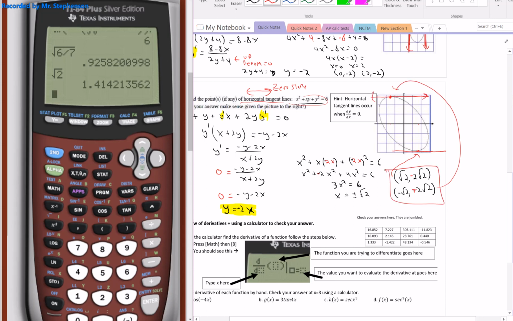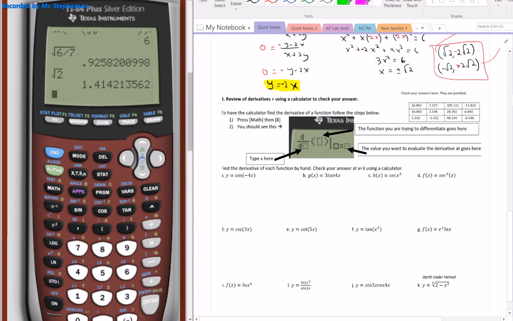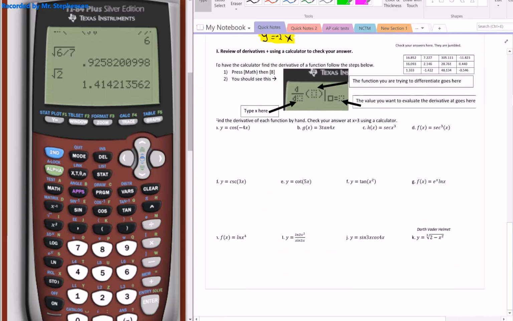All right, so that's how that one goes. The rest of these ones are kind of review of how to take derivatives and then how to check your answer with the graphing calculator. So let's do that real quick. How do I do it on a graphing calculator? Remember, you're just meant to check your answer to see if you're doing it correctly. So find the derivative of each function.